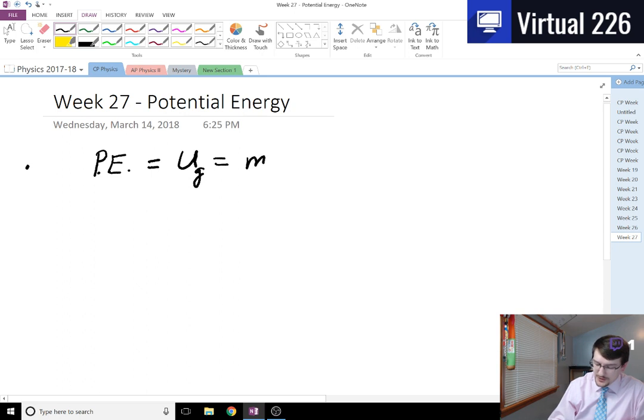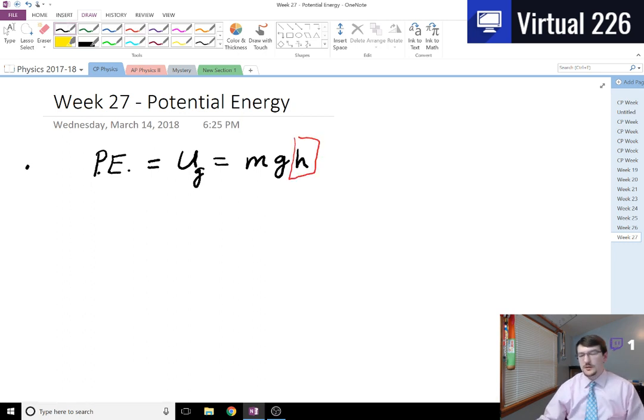Gravitational potential energy is equal to m times g times h, and this h here is really the important feature because it is some distance above or below or at some reference position, and that reference position needs to be asserted, it needs to be declared, or you just don't know how much energy you really have.